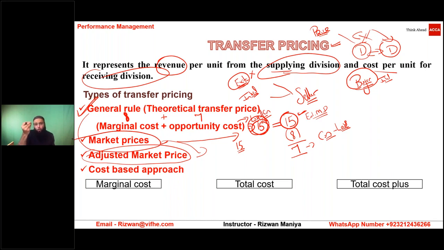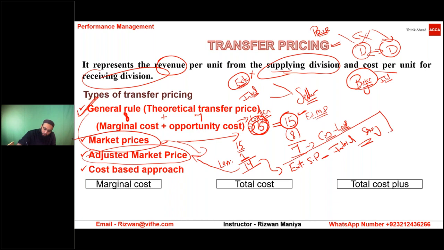So one favor I can give you is I can deduct this saving of packaging and distribution cost, let's say of $1, because this is a genuine saving I'm having by not selling externally. This means this is known as adjusted market price, or I can even say this as well: external selling price minus internal saving. This is also fine. So you can even call this adjusted market price, or you call this external selling price minus internal saving. It means the same.